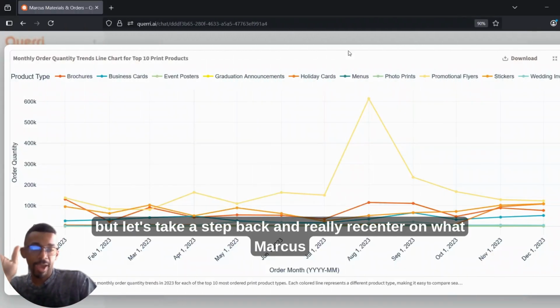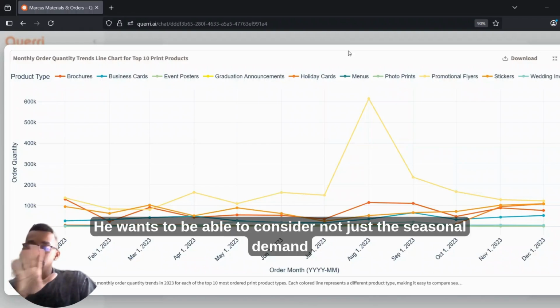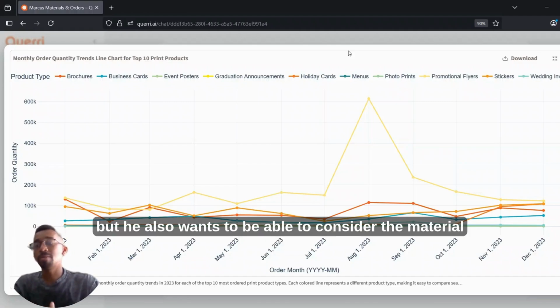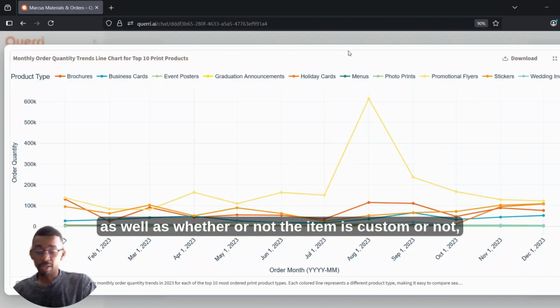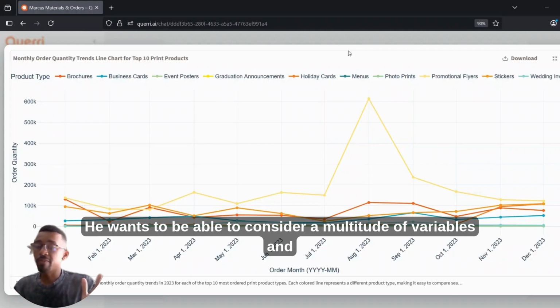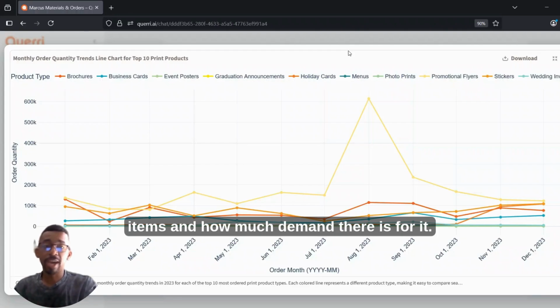But let's take a step back and really recenter on what Marcus is looking for here, right? He wants to be able to consider not just the seasonal demand for each of these items, but he also wants to be able to consider the material costs, the profit margins, as well as whether or not the item is custom or not. He wants to be able to consider a multitude of variables and see how that impacts the profit margins of each of those items and how much demand there is for it.